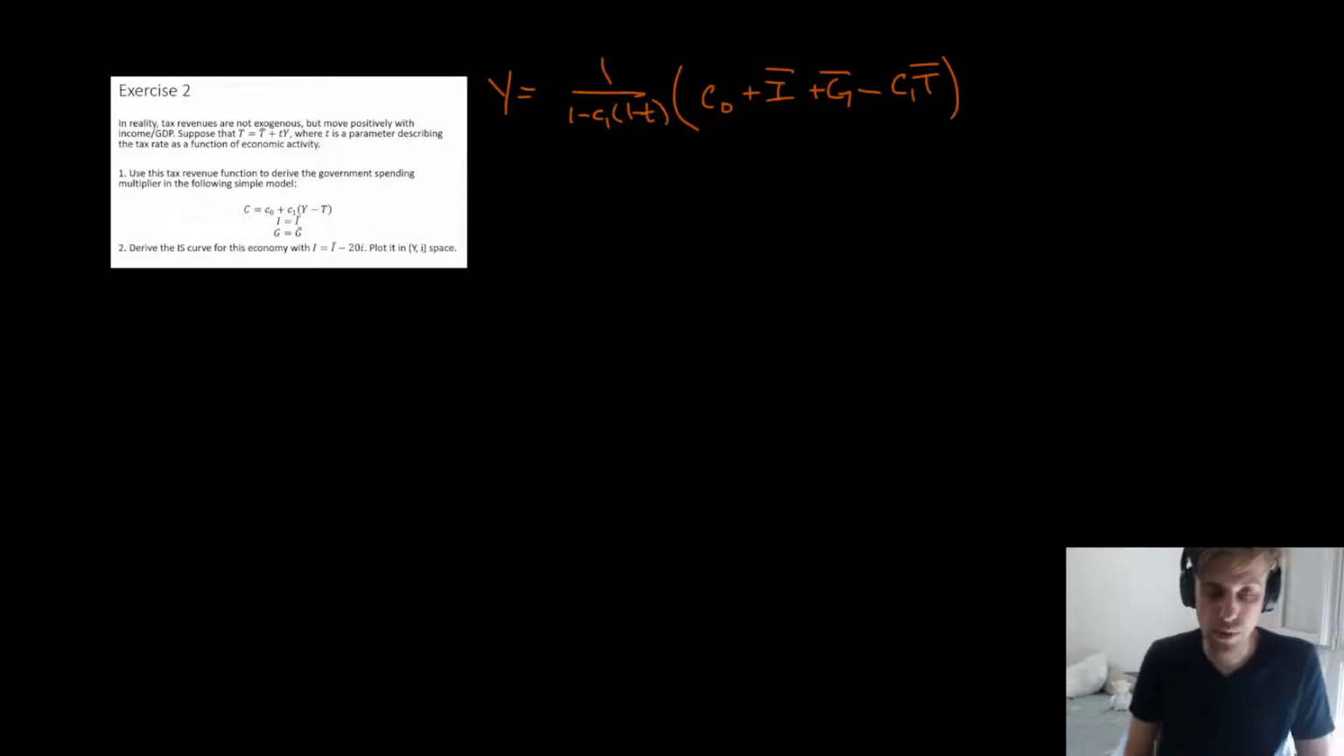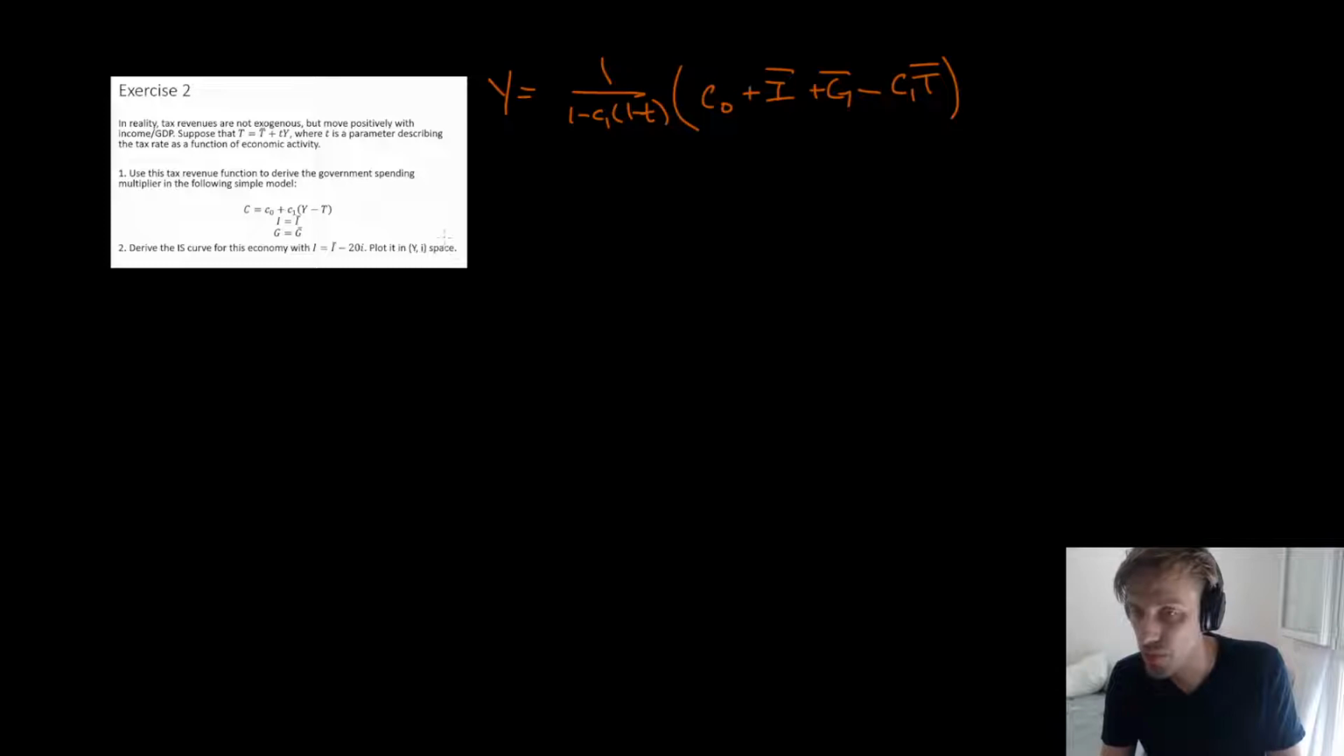Okay, welcome back everybody. Let's look at question 2 of exercise 2, which is asking us to derive the IS curve for the economy with endogenous taxation. So the way to do this is just to take the equilibrium equation, so this one, and solve it for i as a function of y.